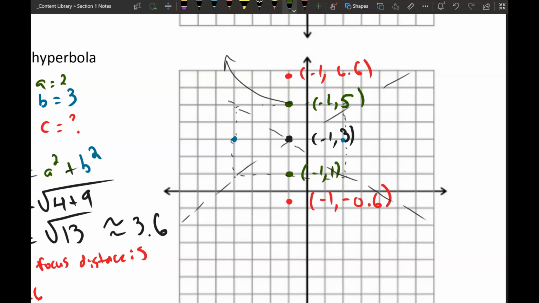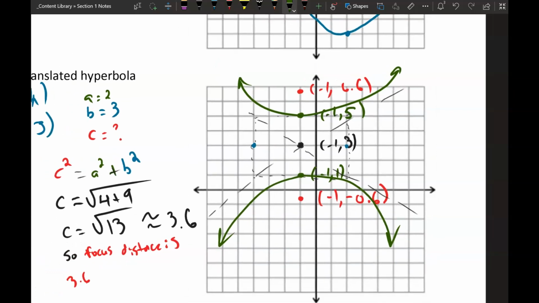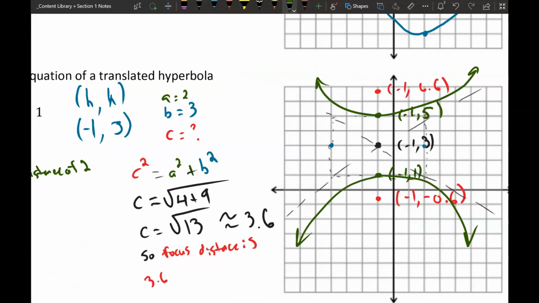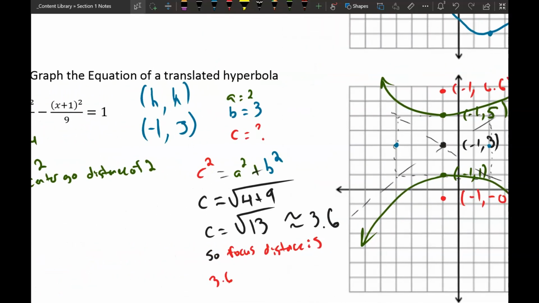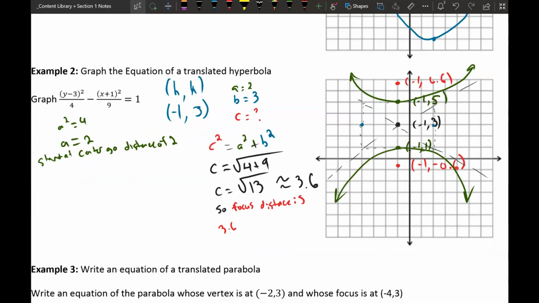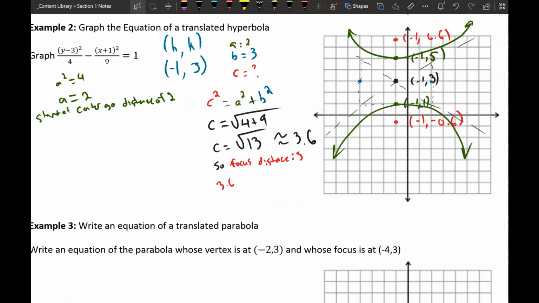There we are. It's going to look something like this. And again, it doesn't say to, but if it did, make sure you identify your focus, your vertice, things of that nature. So that's how you do a translated hyperbola. In all of these problems, find your center and work from there like you had previously.